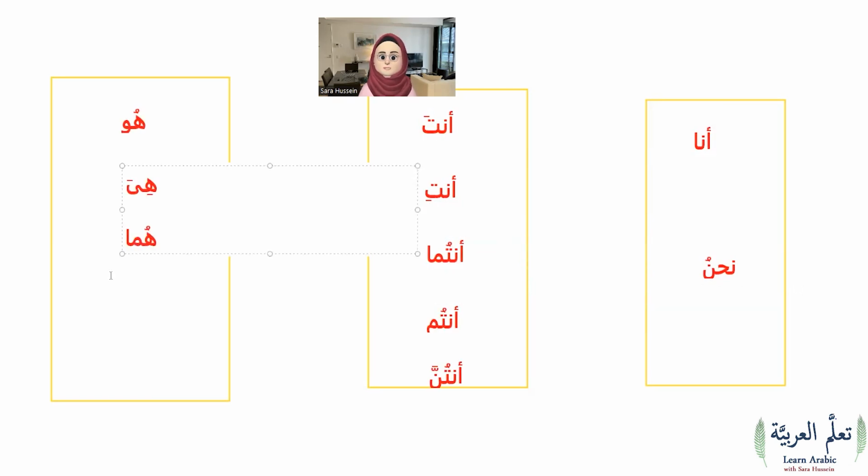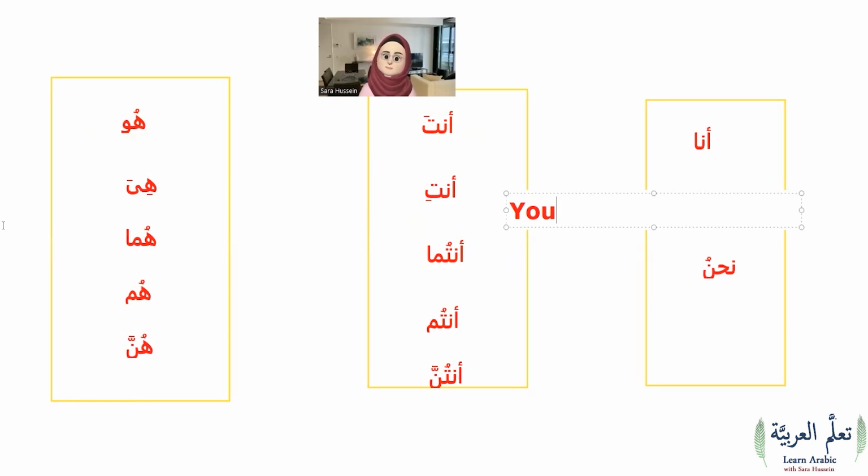Third person pronouns أو ضمائر الغائب: هو he, هي she, هما both of them, because there is a dual in Arabic, you know. هم they for masculine, هن they but for feminine.